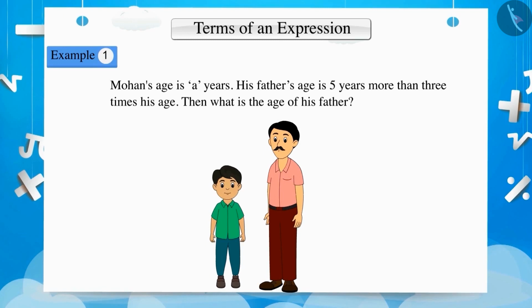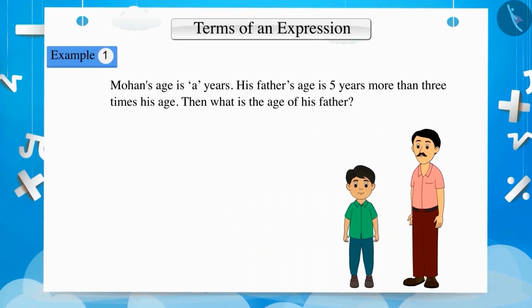Let's form an expression that represents the age of Mohan's father. Here, Mohan's age is a years. Now, to represent the age of Mohan's father, we will multiply a with 3. We will get 3a and then we will add 5 to it. Therefore, we get 3a plus 5.